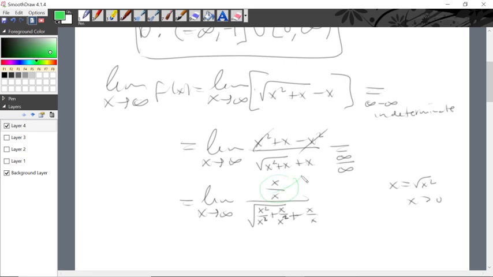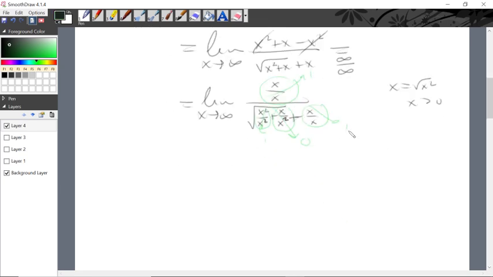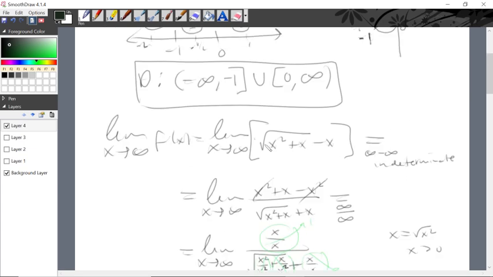So this piece right here is just 1. This one right here is 1 as well. And x over x squared is 1 over x, which as x goes to infinity goes to 0. And x squared over x squared is going to 1 as well. So evaluating this limit, we get 1 on top, and we've got the square root of 1 plus 0 and then plus 1. So we get 1/2. What does this tell us about the graph of this function?